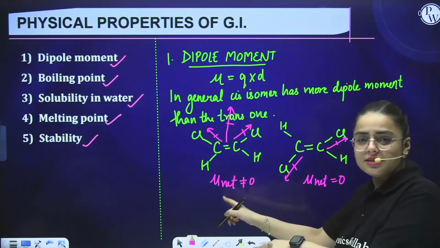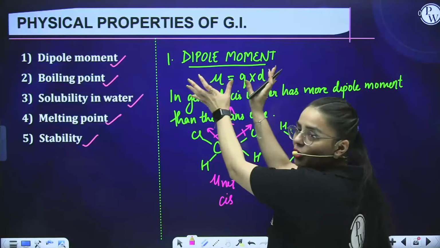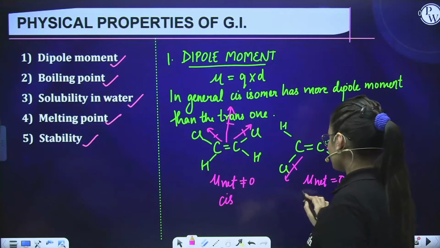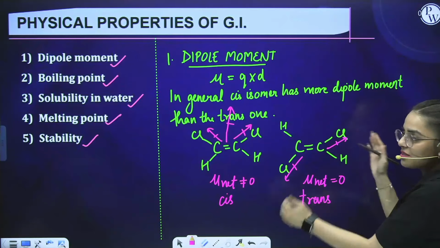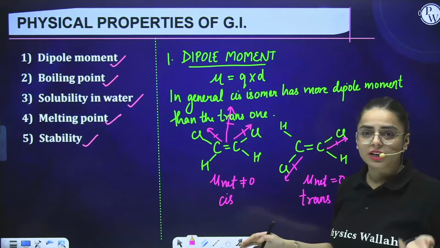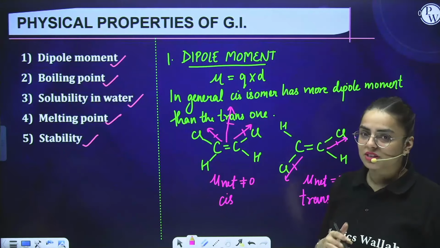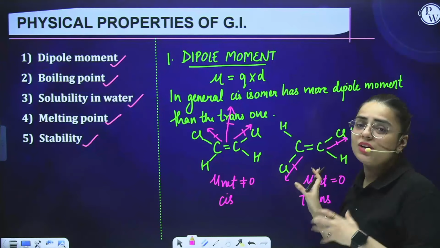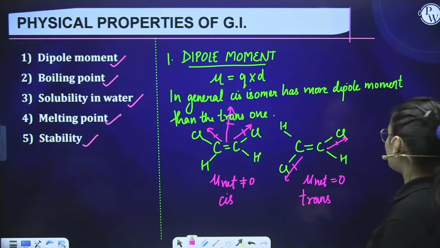That means this is the case of cis, when both of the atoms are present on the same side. When the atoms are present on different sides, that's the case of trans. So here the net dipole moment comes out to be 0 because it is cancelling out, but here, students, it comes out to be something positive, right? So due to this, it is polar in nature. Poles are created, positive, negative, hence it has more dipole moment in general as compared to the trans one. Now we will see our next category, that is our boiling point.